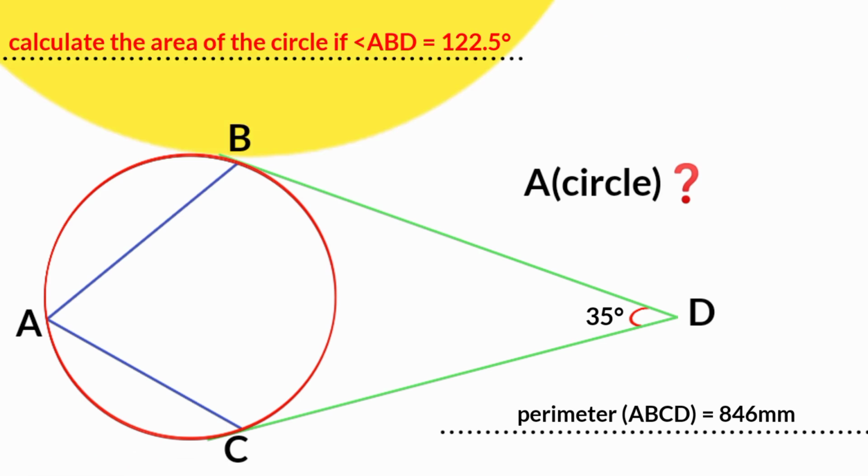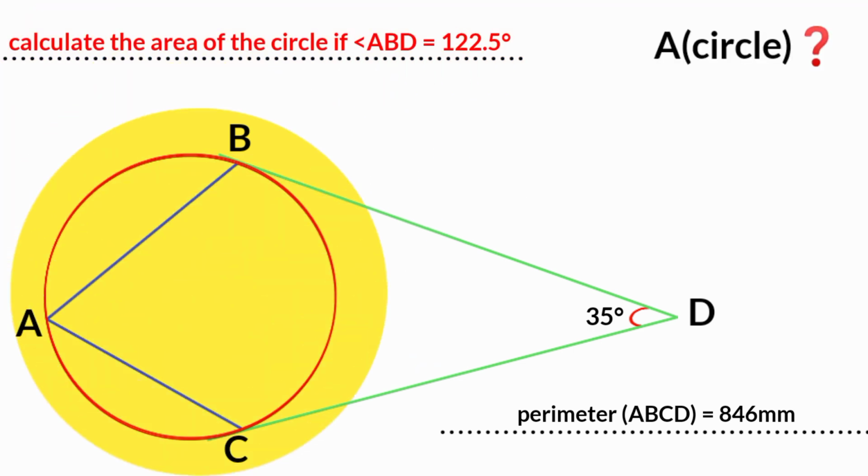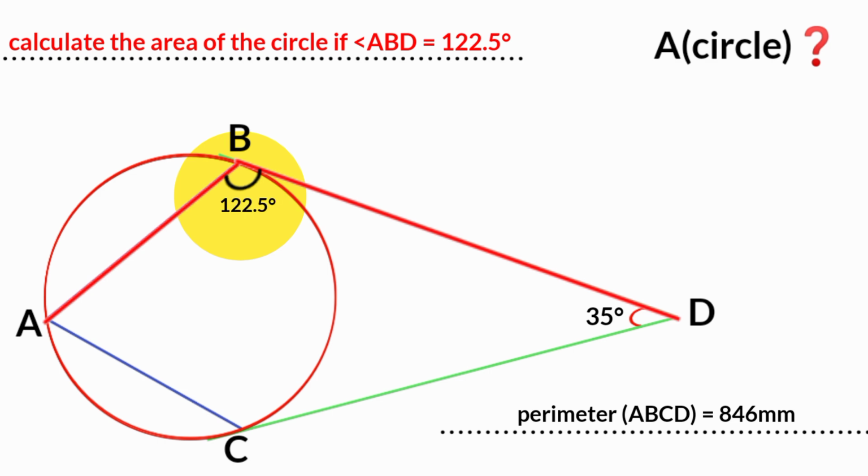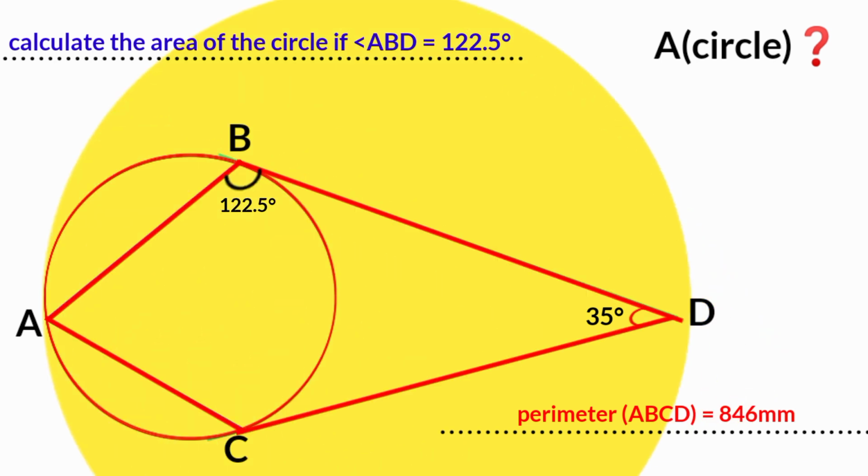Here we are asked to calculate the surface area of this circle here. If angle ABD here is 125 degrees, and here we are given the perimeter of this quadrilateral to be 846 millimeters. So how can we solve this?